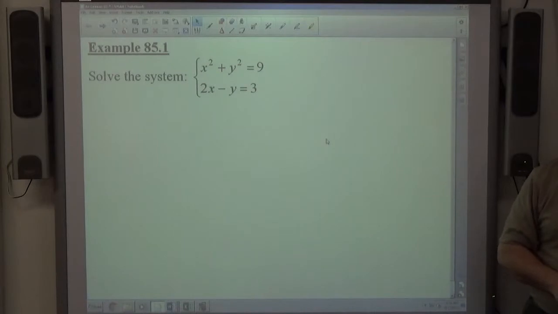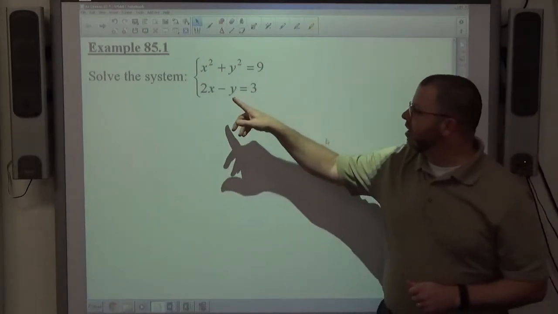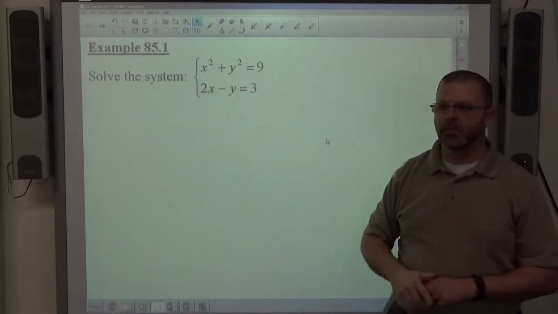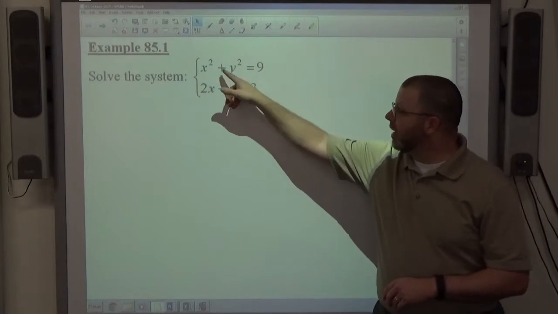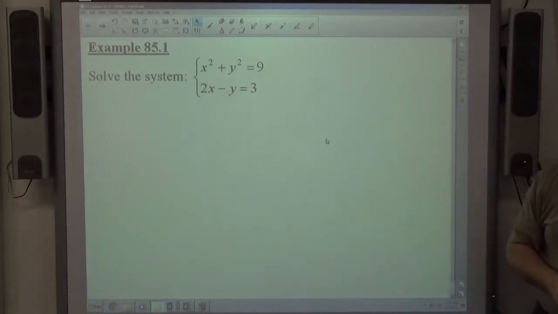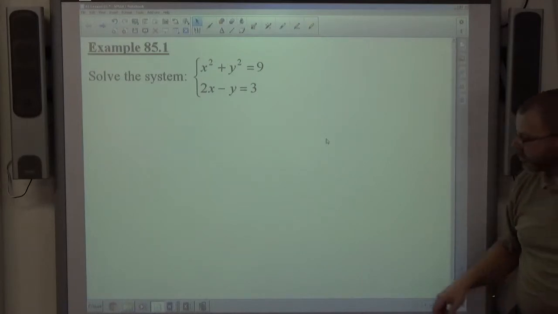Substitution has to be used on this one. Elimination won't work. All right? In order for elimination to work, the types of variables have to be exactly the same. X, X, Y, Y, but x squared is not the same as x and y squared is not the same as y, so elimination will not work on this problem. We have to use substitution.